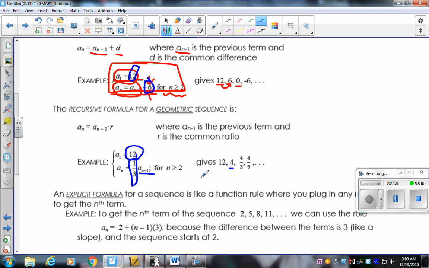Okay, so recursive formula is not something we ever actually plug something into. It's something that we take information from. We take the first number in our pattern and we take the rule. Whether it's arithmetic, we're adding something, or it's geometric, we're multiplying.